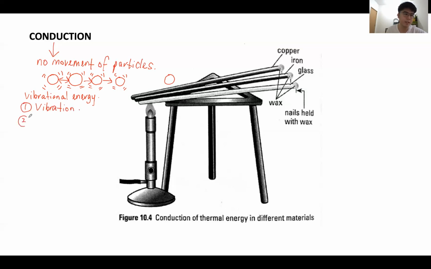The second one is, on top of the vibration of particles, free electrons also help in the transfer of the heat. But this only happens in metal, because only metal has free electrons. Okay, let's understand what free electrons are. For example, you have the lattice structure, right? This is the structure of the atom.